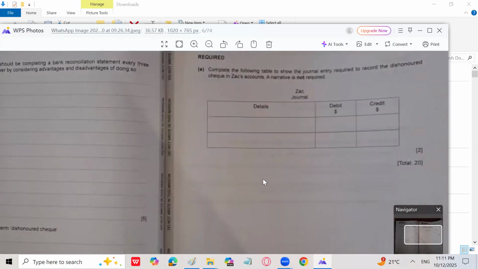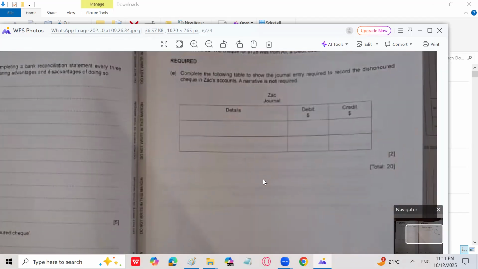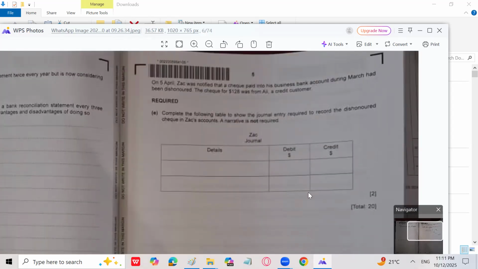So this is the procedure of the dishonored check. Second thing, the E part of the question basically makes you see that, because on 5th April, Jack was notified that a check paid into the business bank account during March had been dishonored. The check for $128 was from Ali, a credit customer. So it's quite simple. The entry is irrecoverable debts debit by 128 and trade receivable.